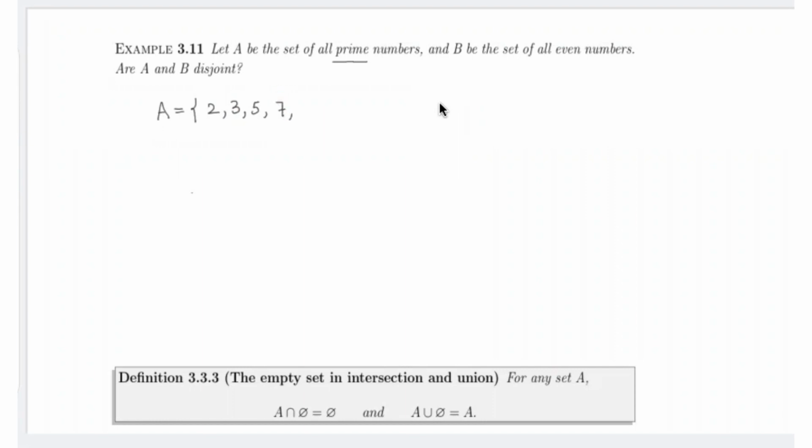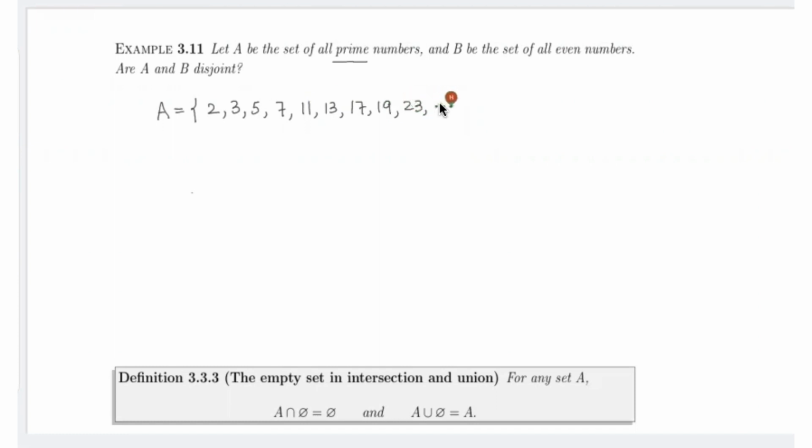8 is not a prime number. 8 is divisible by 2 and by 4. 9 is not a prime number because 9 is also divisible by 3. 11, 13, 15 is not a prime number. 17 is a prime number. 19, 21 is not a prime number. 23, and so on and so forth.